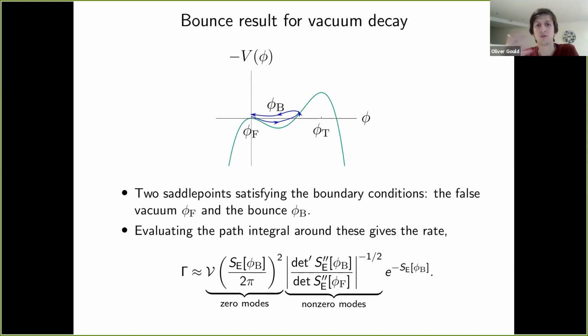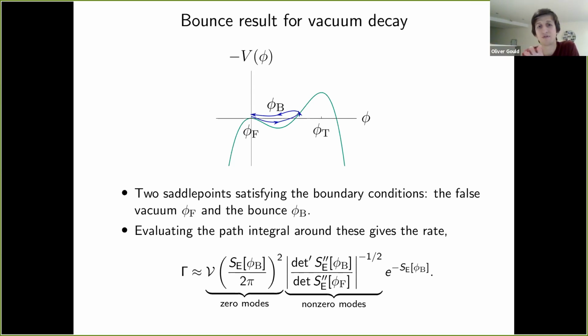These two solutions then go into your semi-classical expansion of your path integral, and in the end, you can get the following result for the rate. On the right-hand side, you can see this is the rate, and the most important part is e to the minus the Euclidean action evaluated on the bounce. That's the most important part because it's exponentially large.